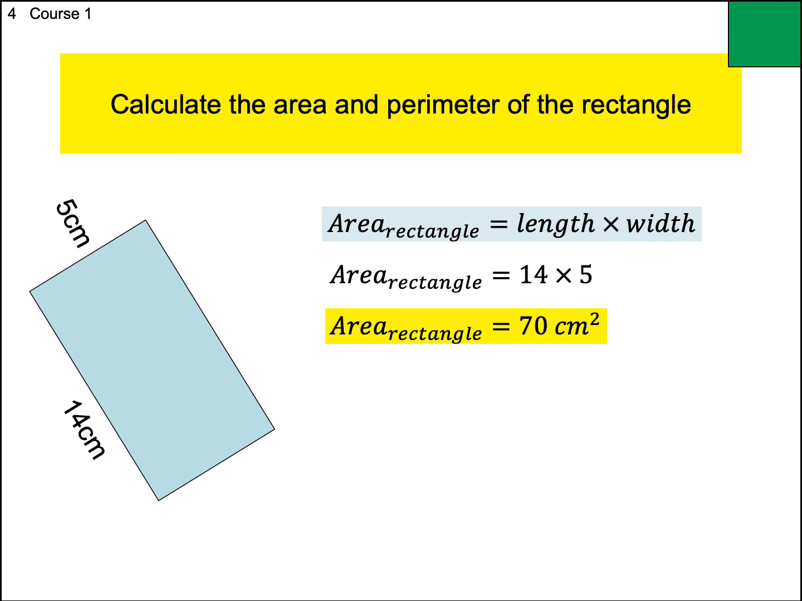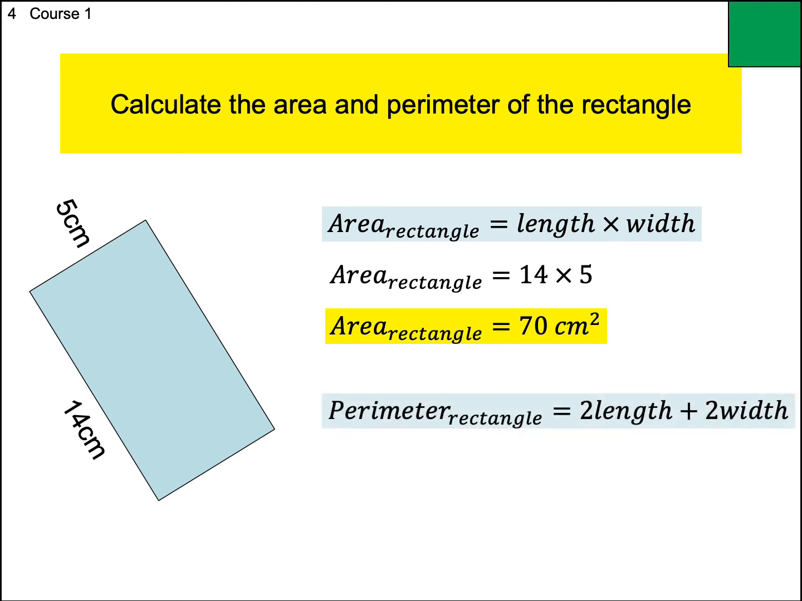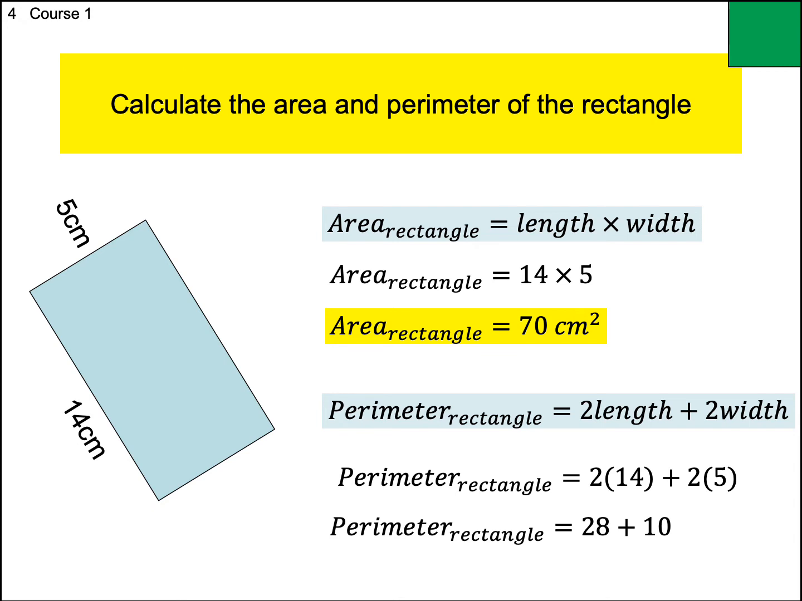All right, the second calculation was the perimeter. We need 2 lengths and 2 widths. 2 lengths would be 2 14s. 2 widths would be 2 times 5. 2 times 14 is 28. 2 times 5 is 10. 28 and 10 is 38. And remember, the units are not squared. Makes sense? I hope you got both of them right. All right, moving on. New shape.